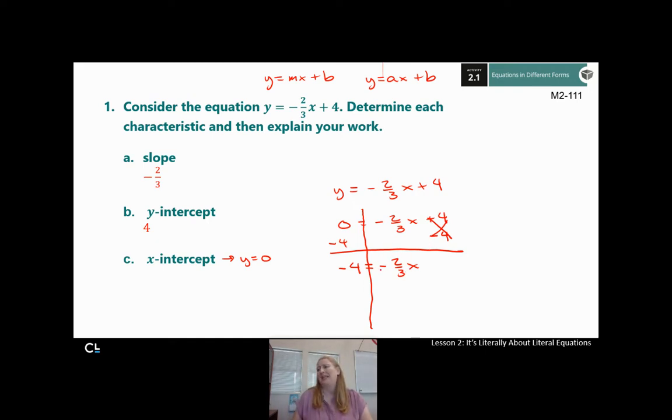I need to get rid of that negative 2/3. Do you know the trick on that? That you can get rid of a fraction by multiplying by its reciprocal? Do you know that trick? So the reciprocal of negative 2/3 would be negative 3/2. So let's multiply both sides by negative 3/2.